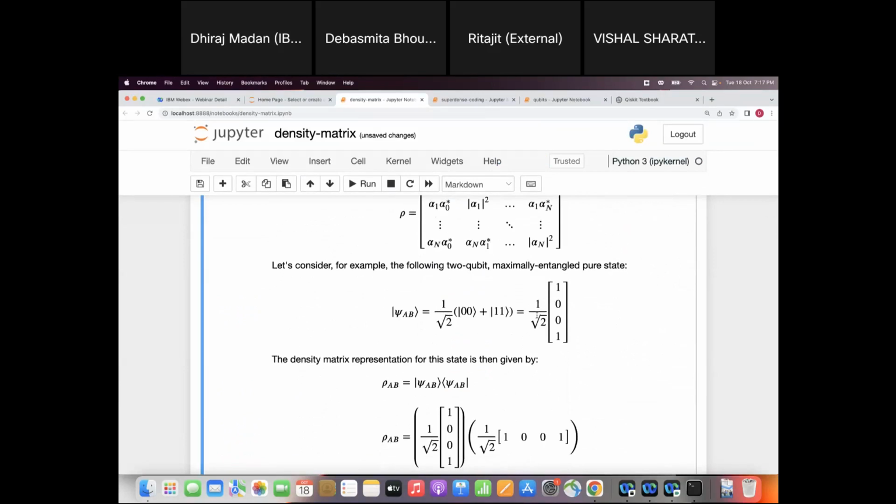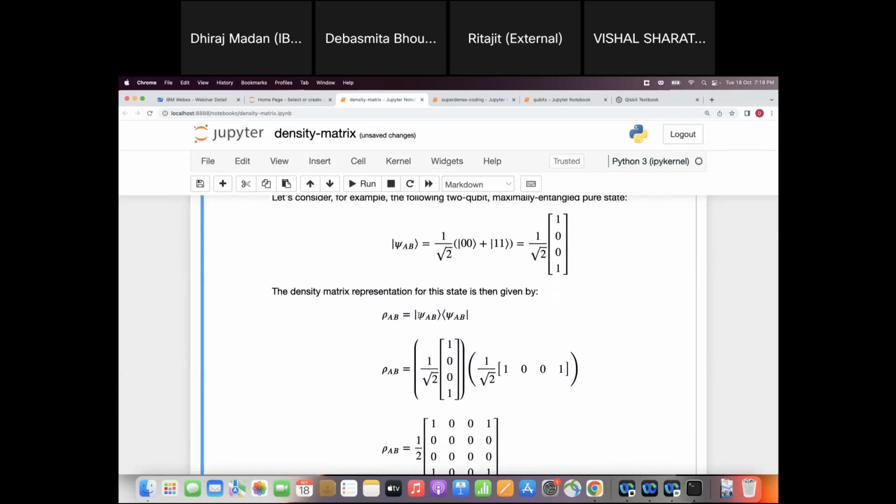So let's take an example of this EPR pair. This EPR pair consists of 1 by root 2 ket 00 plus 1 by root 2 ket 11. So here we can just have this sort of a vector. The indices of these are 00, 01, 10 and 11. So basically there is a 1 at the 00 and 11 index.